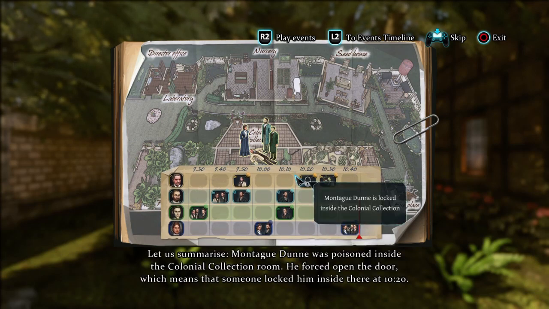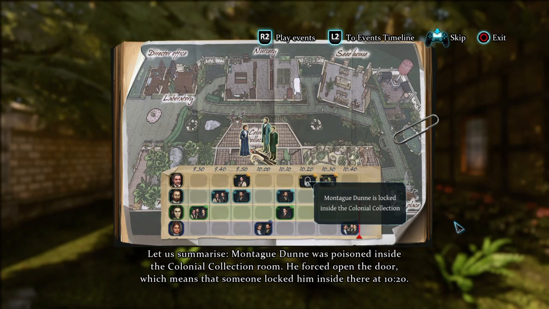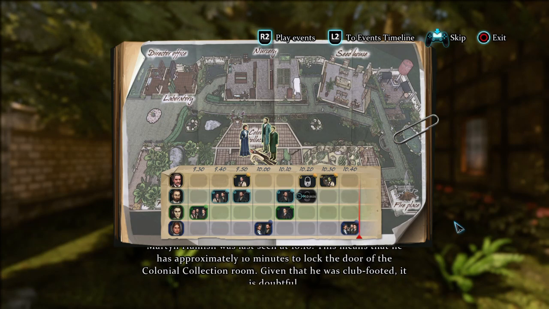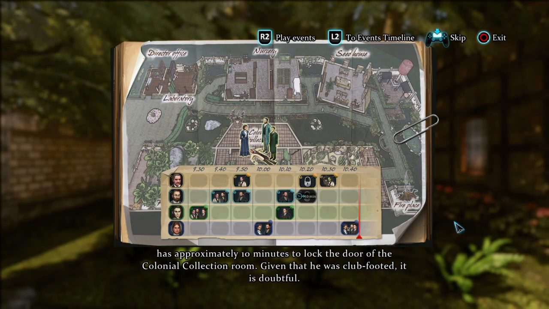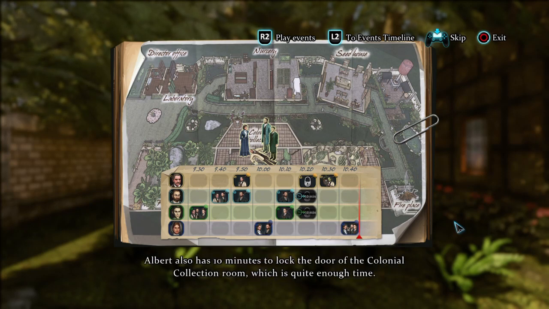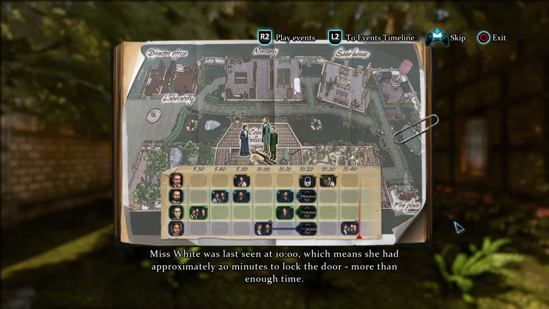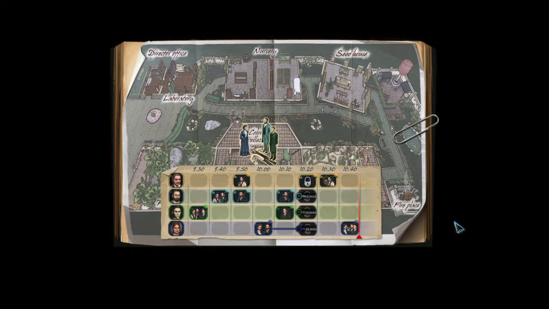Okay, that was way too fast. Let us summarize. Montague Dunn was poisoned inside the Colonial Collection Room. He forced open the door, which means that someone locked him inside there at 10:20. Martin Hamish was last seen at 10:10. This means that he has approximately 10 minutes to lock the door of the Colonial Collection Room. Given that he was club-footed, it is doubtful. Albert also has 10 minutes to lock the door of the Colonial Collection Room, which is quite enough time. Miss White was last seen at 10 o'clock, which means that she had approximately 20 minutes to lock the door. More than enough time. It is her. I'm so sure of it.